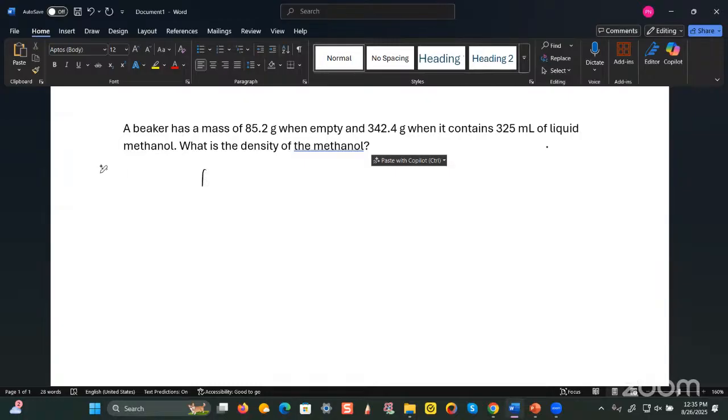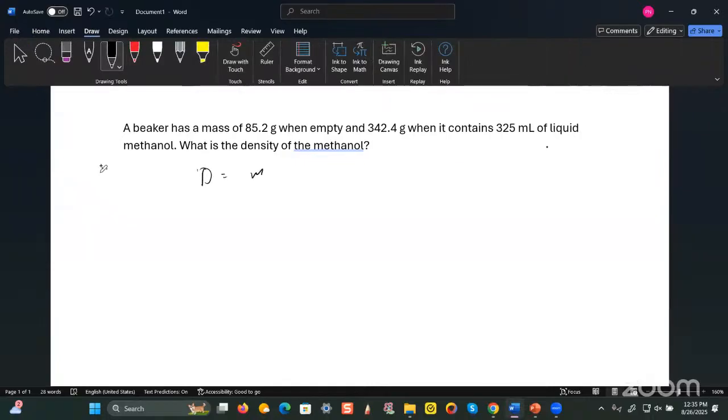Well, in this case, we know that density is equal to mass over volume. We already know what the volume is. It's 325 mils. What we don't know directly is the mass. But we know that the mass is 85.2 grams when empty, and then when you put the liquid in it, it's 342.4 grams. So therefore, the mass of the liquid will be the difference between those two. So that's 342.4 grams minus 85.2 grams, and then we divide that by the volume, which is 325 mils.